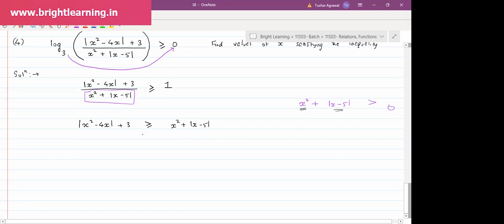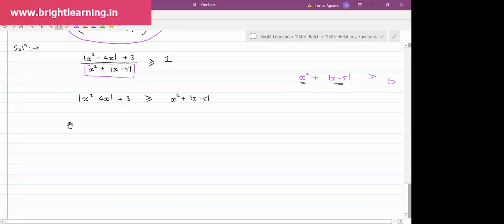And now, after this, you have to consider the critical points. For this x square minus 4x, the critical points are 0 and 4. And for that x minus 5, the critical point is 5. Okay. So what happens now? We will divide it into intervals. For x less than 0, and now x greater than 5 and less than 5, correct?